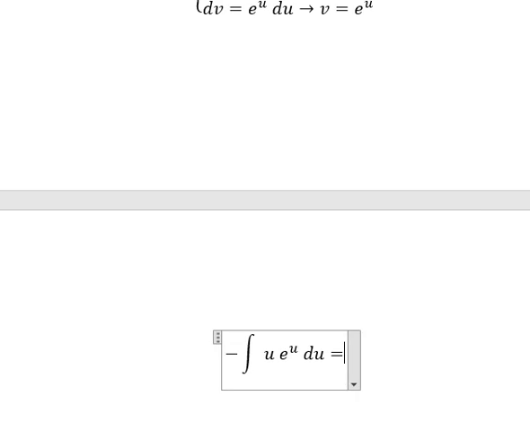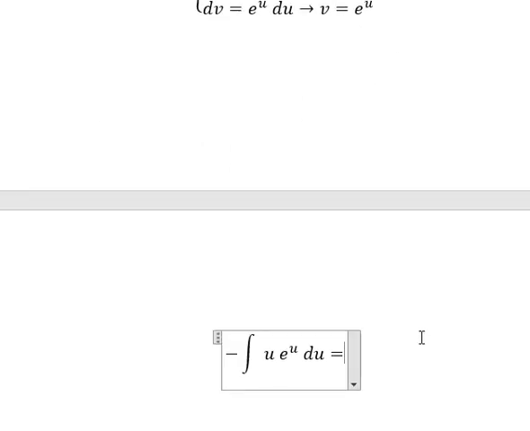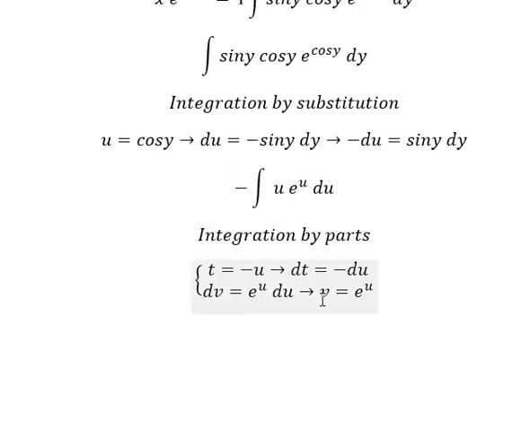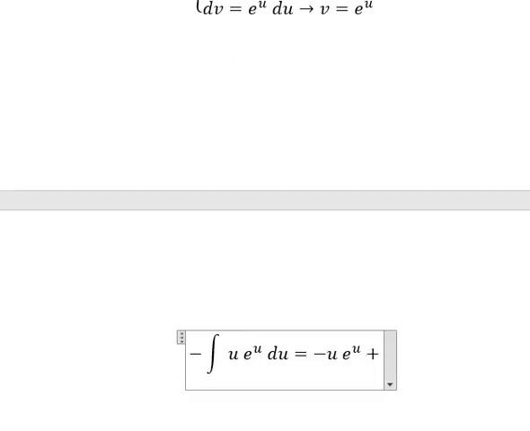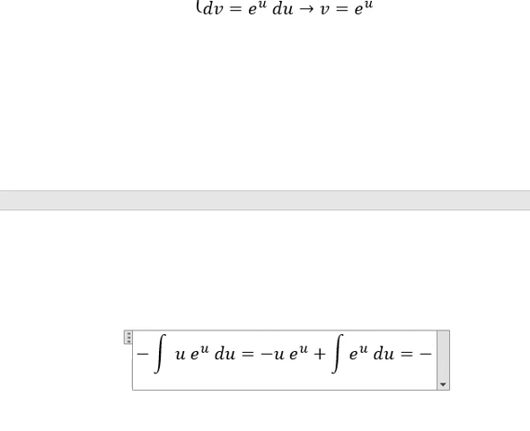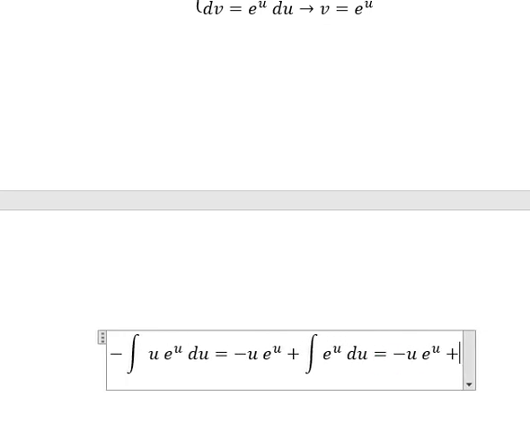So we have t multiplied by v minus dt multiplied by v, so we have the negative sign here. Negative with negative, we have positive, and we have the integral of e to the power of u du. And now we have the final answer.